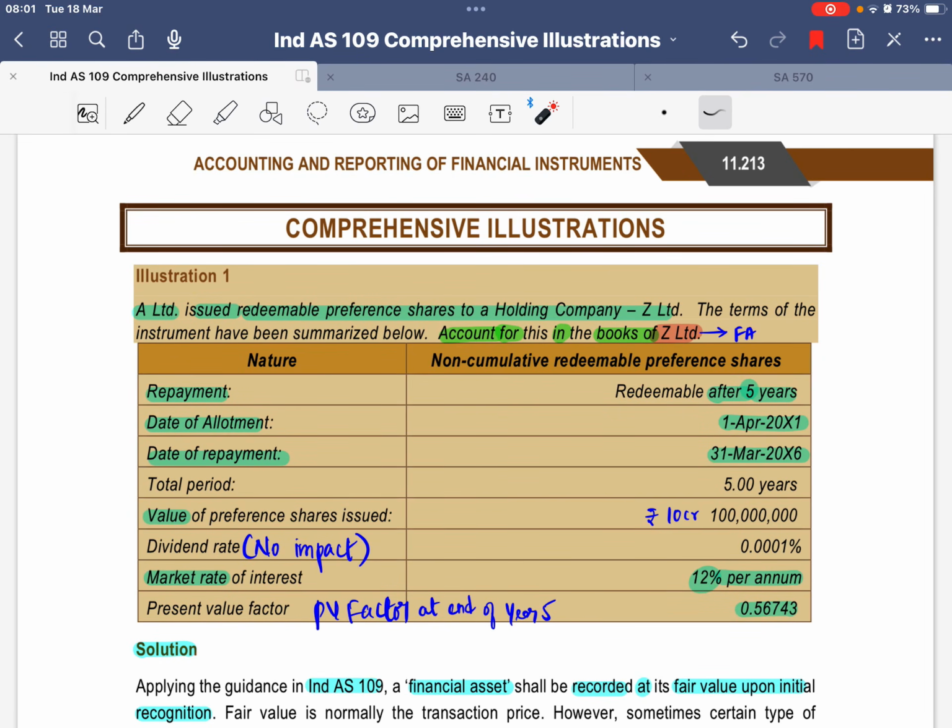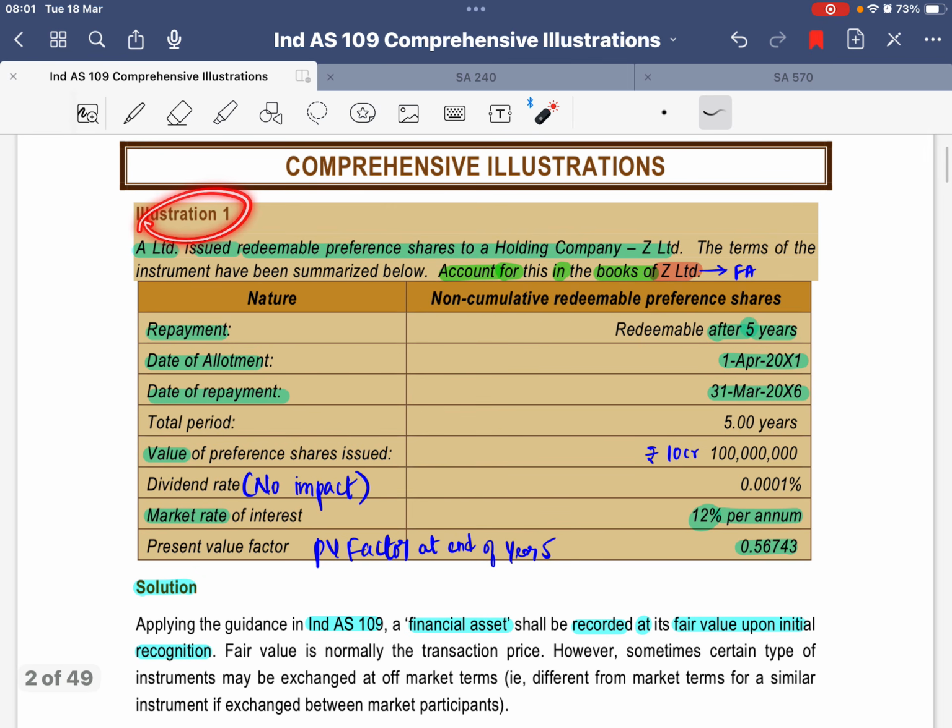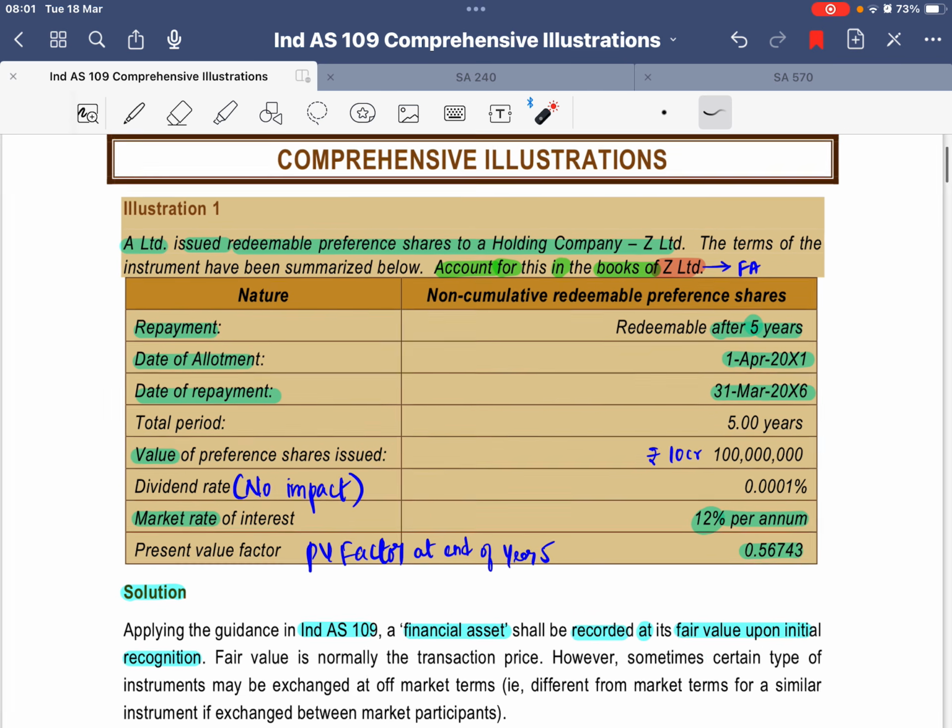Ind AS 109 Financial Instruments Comprehensive Illustrations. Illustration 1. A Limited issued redeemable preference shares to a holding company Z Limited. Account for this in the books of Z Limited. It is a financial asset to Z Limited.